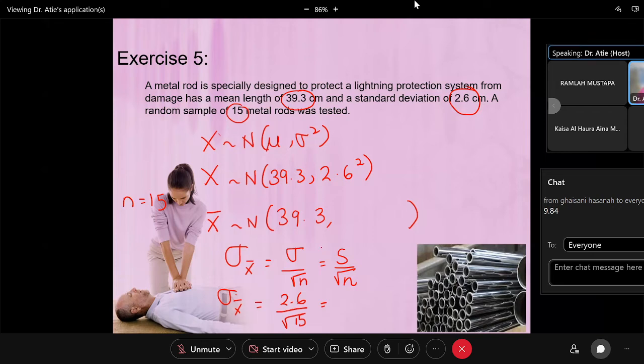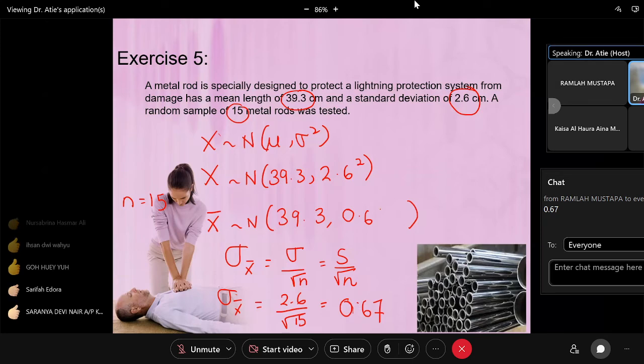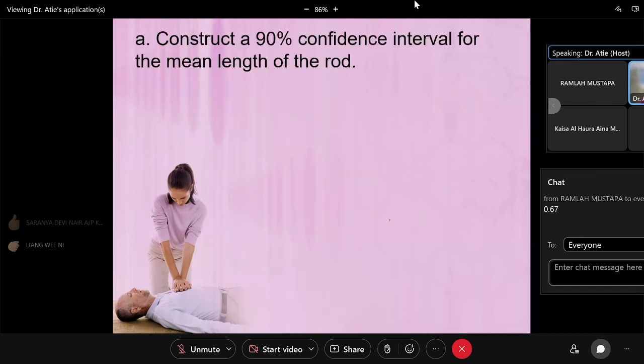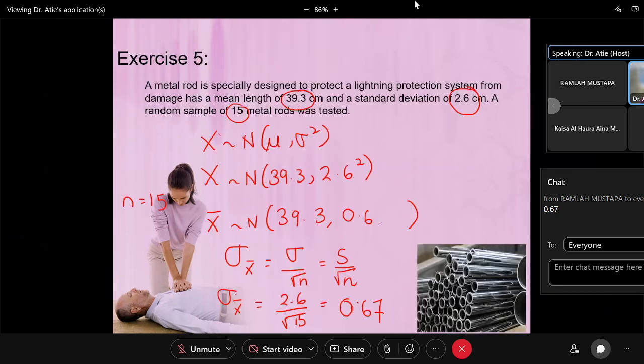Okay, thank you Fakrun. 0.67. Is everybody agree? Okay. All right. So once you get the answer, just plug it back into the distribution here, the sigma X bar squared, and then make sure you box this new distribution. So it means that you are going to use these values to answer your questions, right?